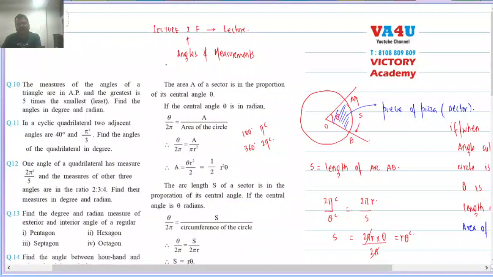We are looking at lecture 2F. 2 stands for the lesson that we are doing, that is angles and measurements. F stands for the lecture number in angles and measurements. The first part that we are going to consider over here is length of the arc. So let's understand what we mean by length of arc.